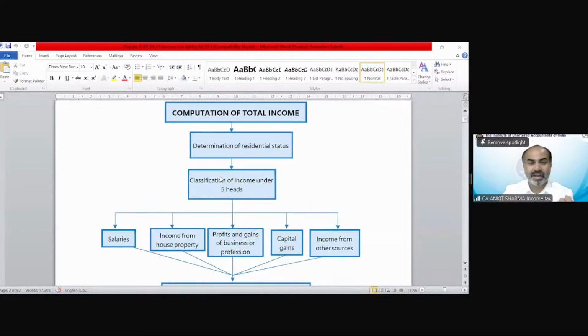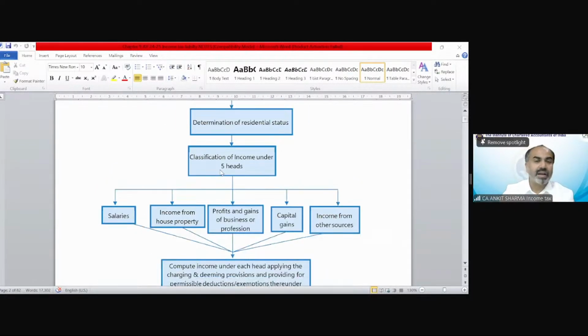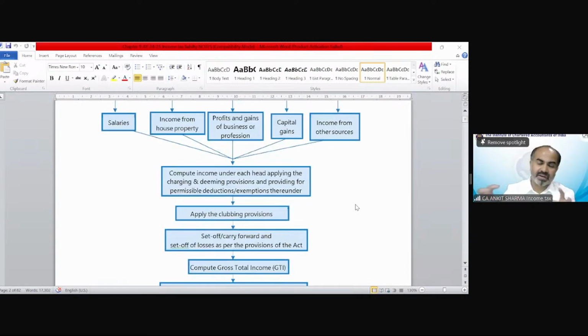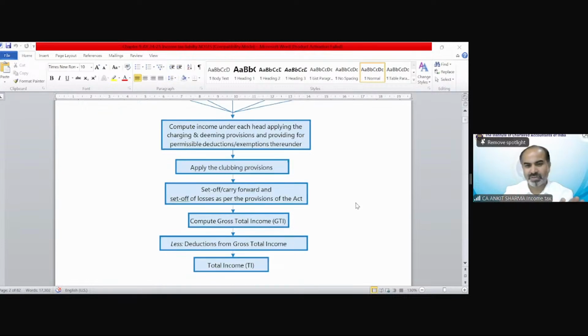So that is determination of residential status. First, we have to do all that. Then classification of income like salary, house property, PGBP, capital gain, etc. After finding out the income under each head of income, we have to apply the respective exemptions and deductions, clubbing provision, set off provision. That will be my GTI. Less deductions, and then we will find out our total income.